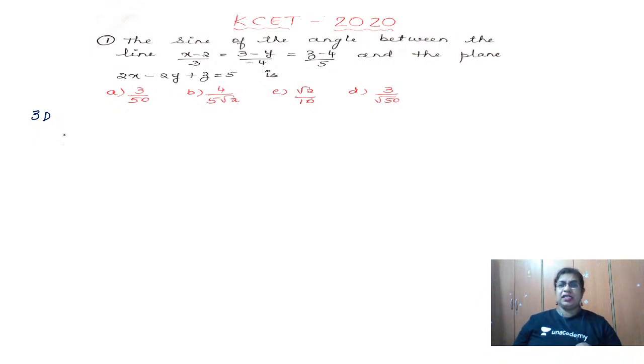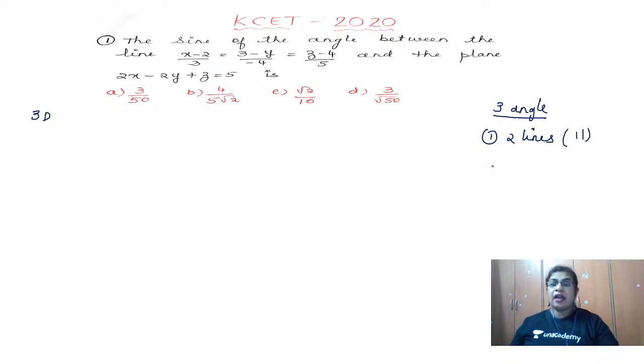Now in 3D, we have three types of angle formulas. One is the first one, the angle between two lines. And the angle between two lines means it is the angle between the parallels. Second, we have the angle between two planes. The angle between two planes is nothing but the angle between the normals or the perpendiculars.